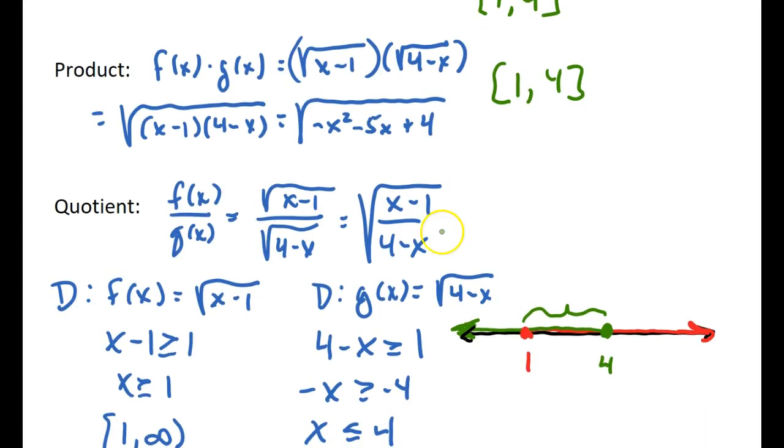Okay, what about the quotient? Well, notice that we have a denominator now that can't equal 0, so we have to make sure that x does not equal 4 because we don't want the denominator to be 0. So our domain is a little different for the quotient. It goes right up to but does not include 4.